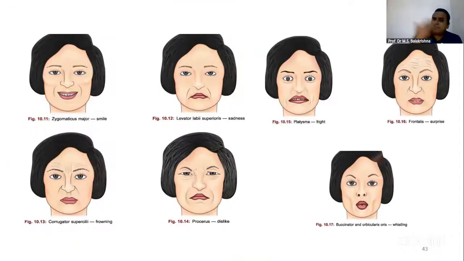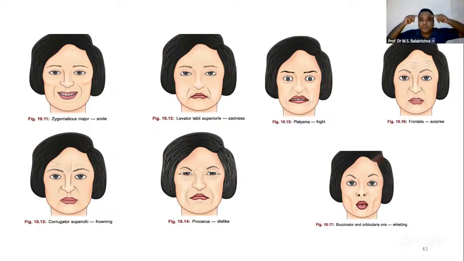These are the same way the muscles of facial expressions. They can show you a photograph and ask you which muscle is responsible for that. So the smiling muscle is your zygomaticus major. Sadness is your levator labii superioris. Pride is your platysma muscle. Surprise, your frontalis muscle.